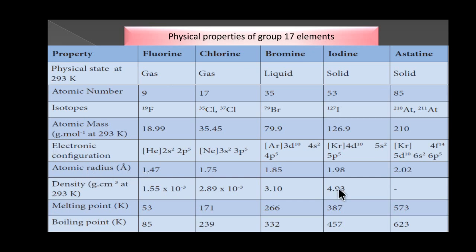The radius is highest for astatine, 2.02. Density-wise, fluorine is 1.55 into 10 power minus 3. Consider that. The melting point and boiling point are larger for astatine. Just consider that; generally this is important for 1 mark questions.